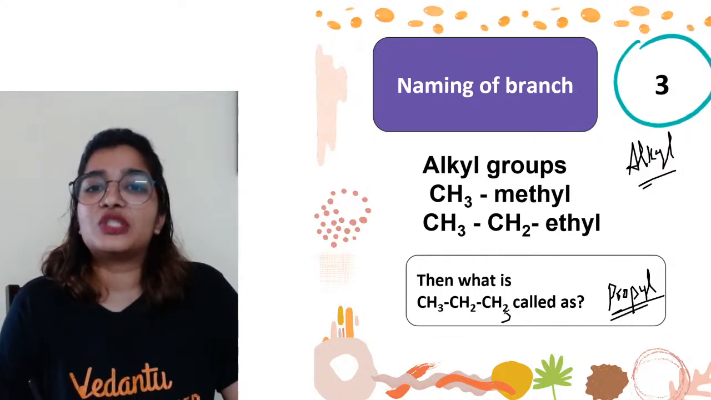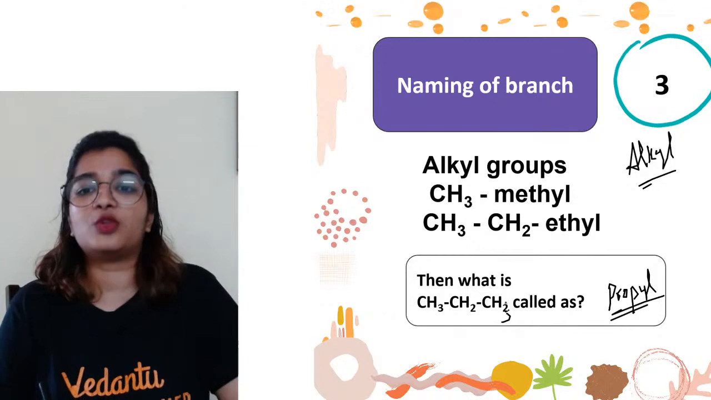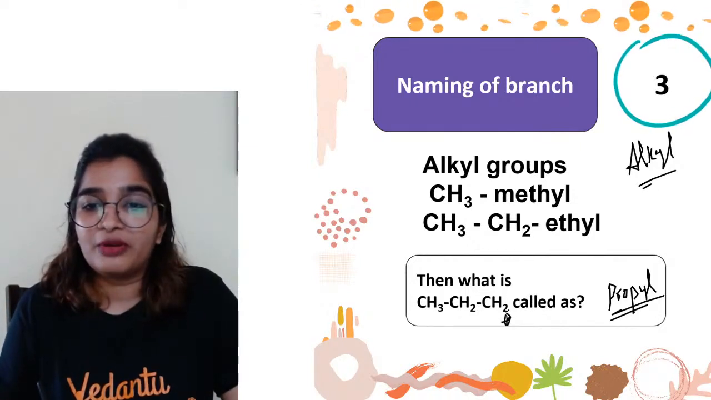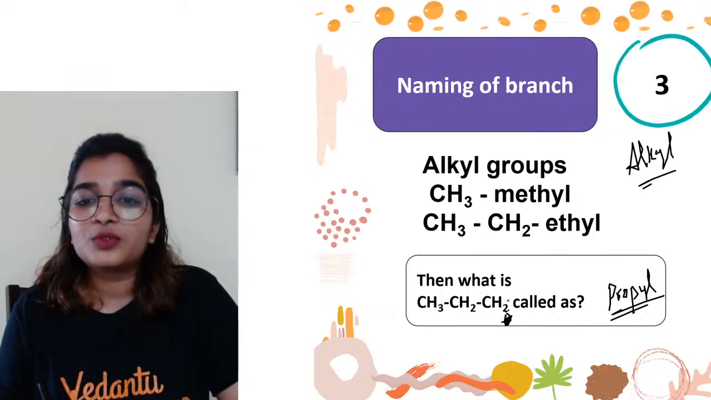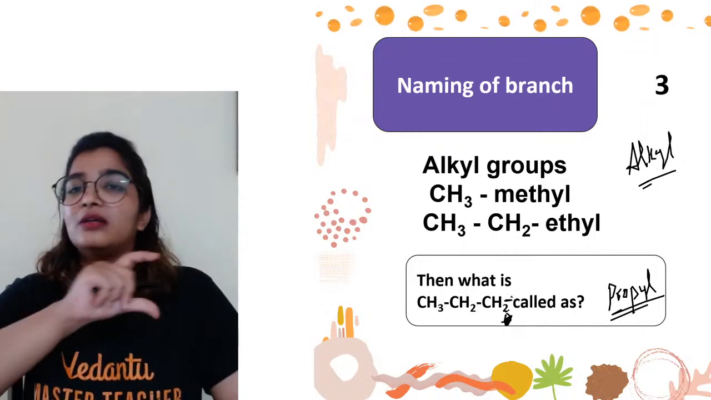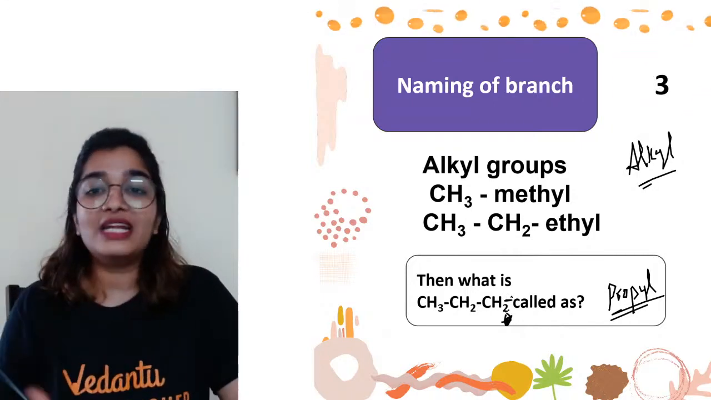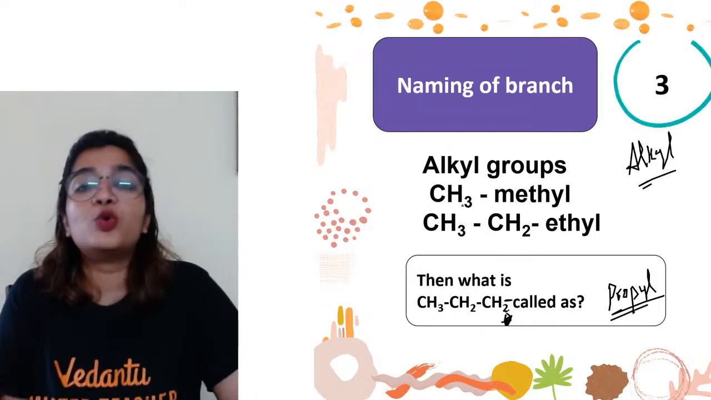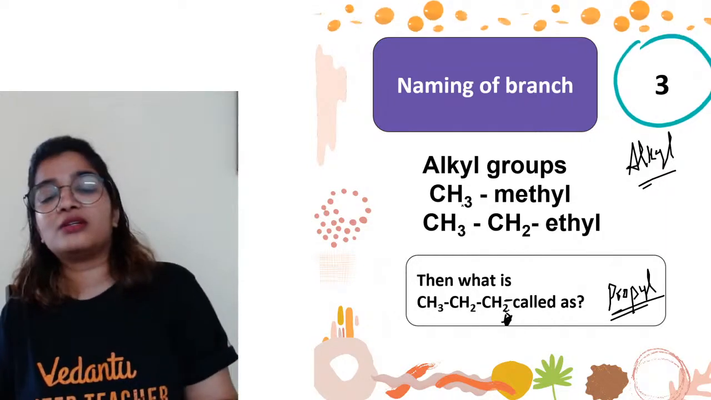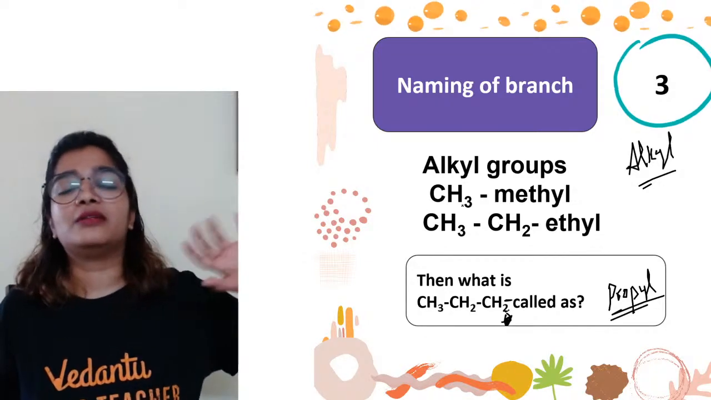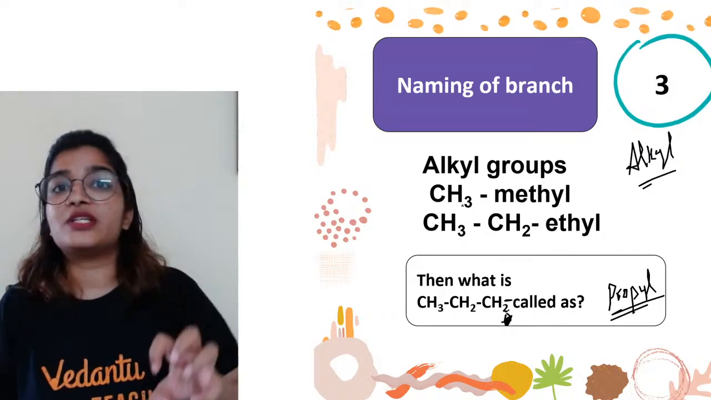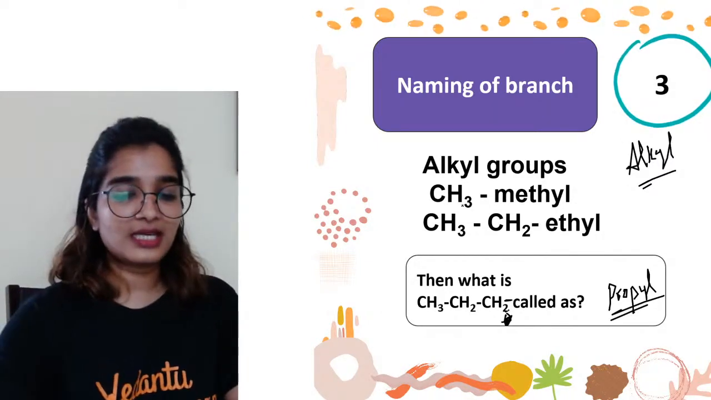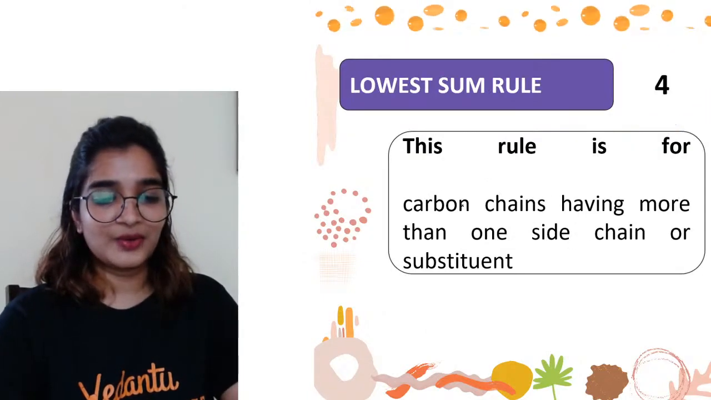If it was CH3CH2CH3, that would be propane. Now we have removed one hydrogen atom so that it can bond. It will be attached to the carbon chain. These can't exist on their own. This is not a compound. These are groups that will be attached to the carbon chain. These are substituents or side chains. Okay?